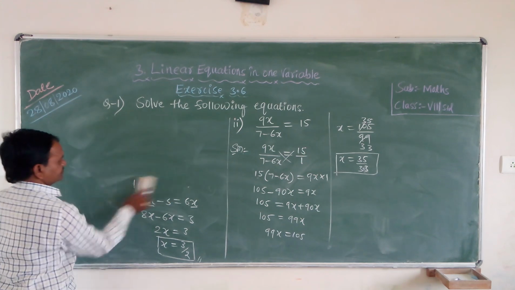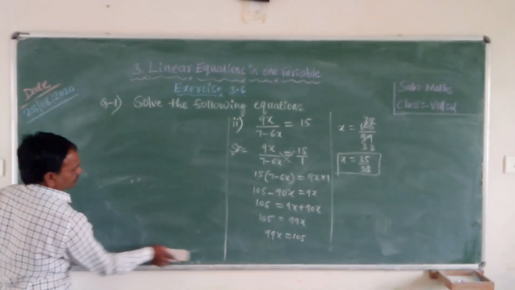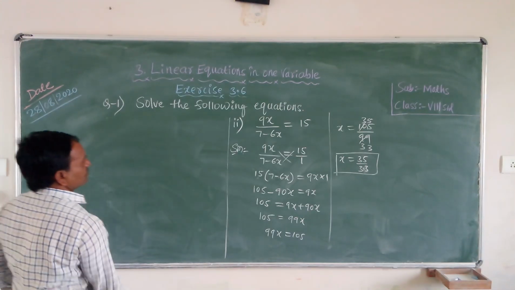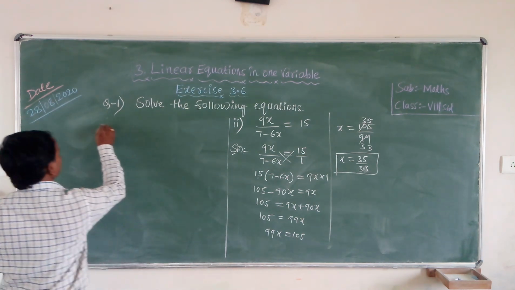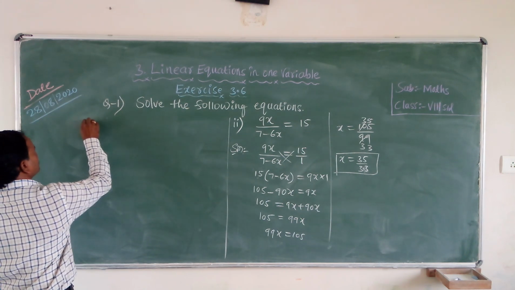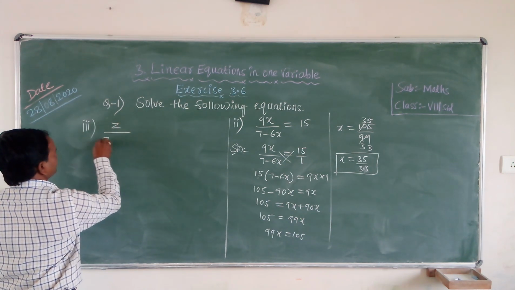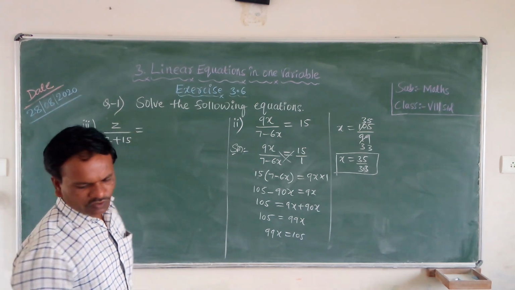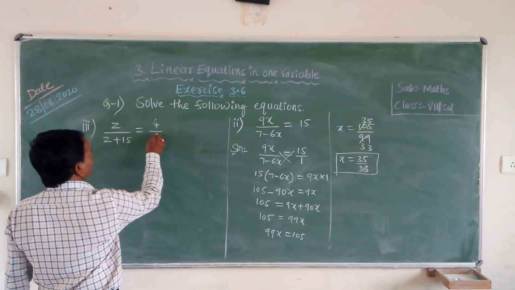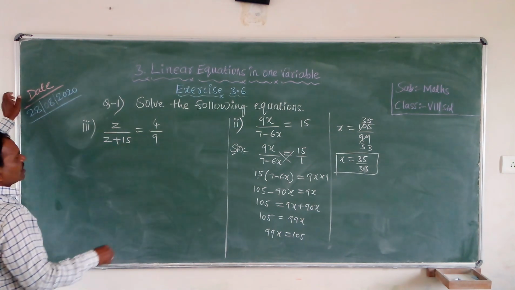See here. So the third one: z divided by z plus 15 is equal to 4 by 9. So what are you doing now here?